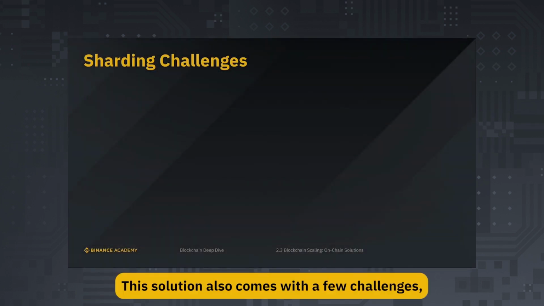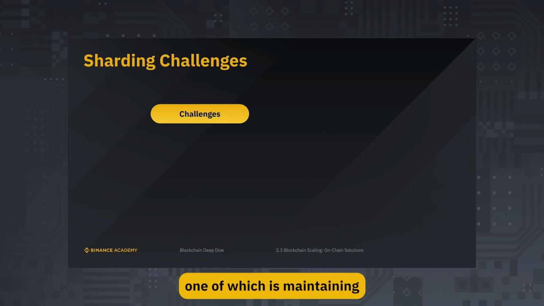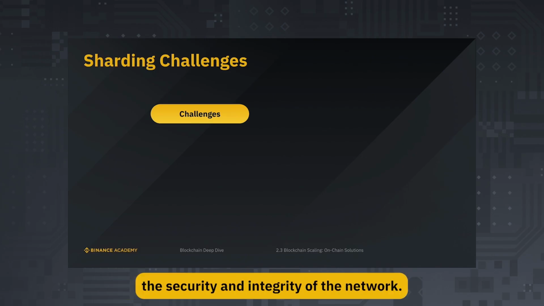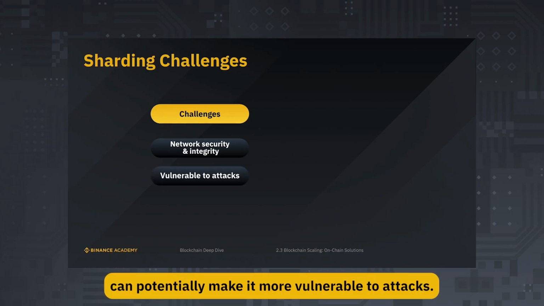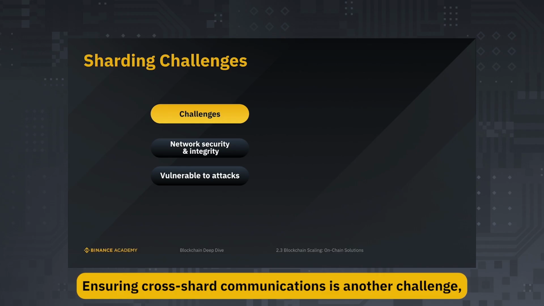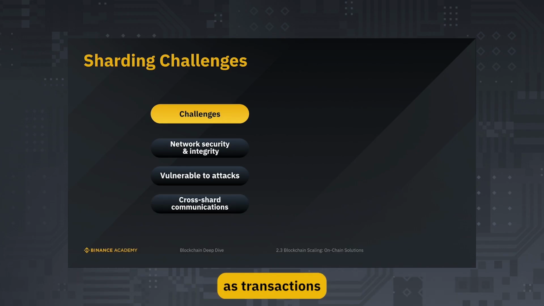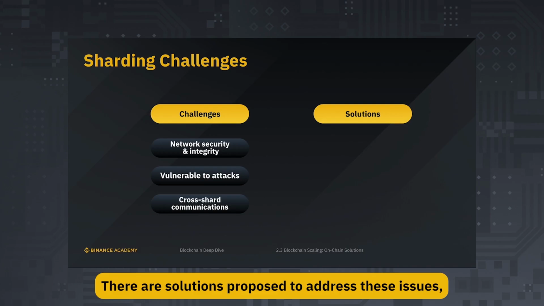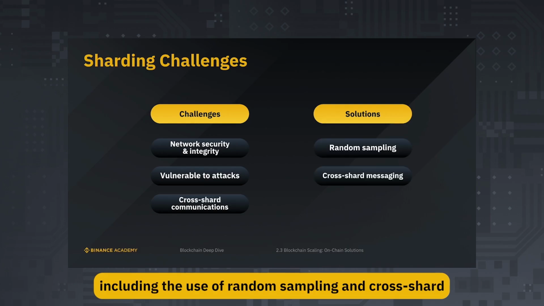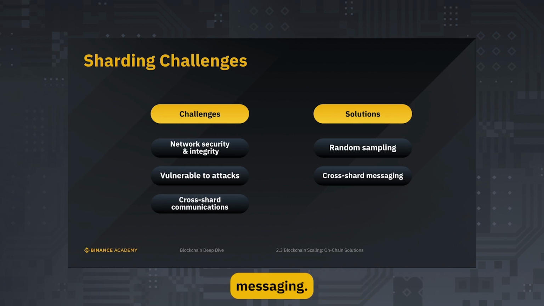This solution also comes with a few challenges, one of which is maintaining the security and integrity of the network. Splitting the network into shards can potentially make it more vulnerable to attacks. Ensuring cross-shard communications is another challenge, as transactions and data may need to be transferred between shards to maintain consistency. There are solutions proposed to address these issues, including the use of random sampling and cross-shard messaging.